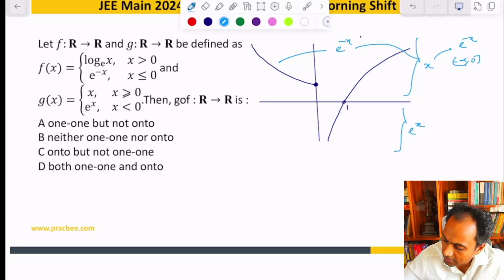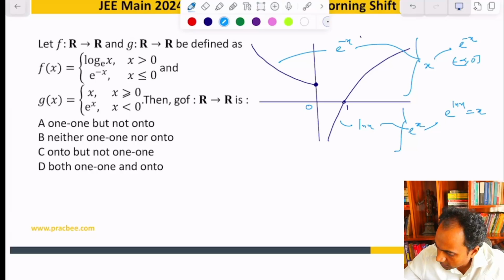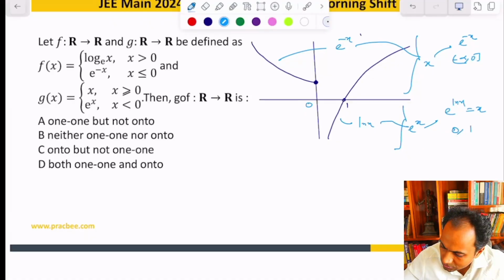But you can see that after this what I have is ln x. Now for 0 to 1, for this interval, this ln x will go inside, e raised to the power ln x, and e raised to the power ln x would be equal to x. For what values of x? For values between 0 and 1. Now when you are writing this e raised to the power ln x, we are not including 0, so 1 will also not be included.